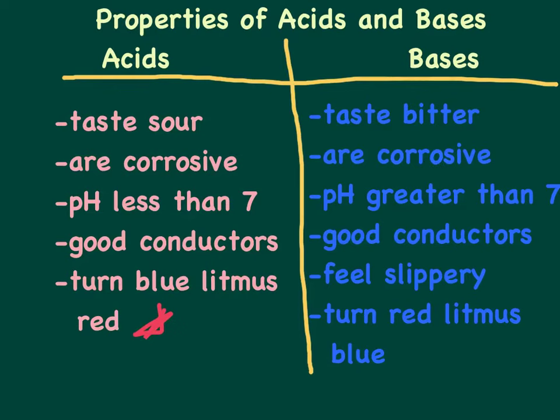So litmus is an indicator. It's a chemical indicator, and there's two kinds of litmus. There's blue litmus and there's red litmus. We use blue litmus to see if something is an acid. If it turns to red, then we know that solution is an acid.